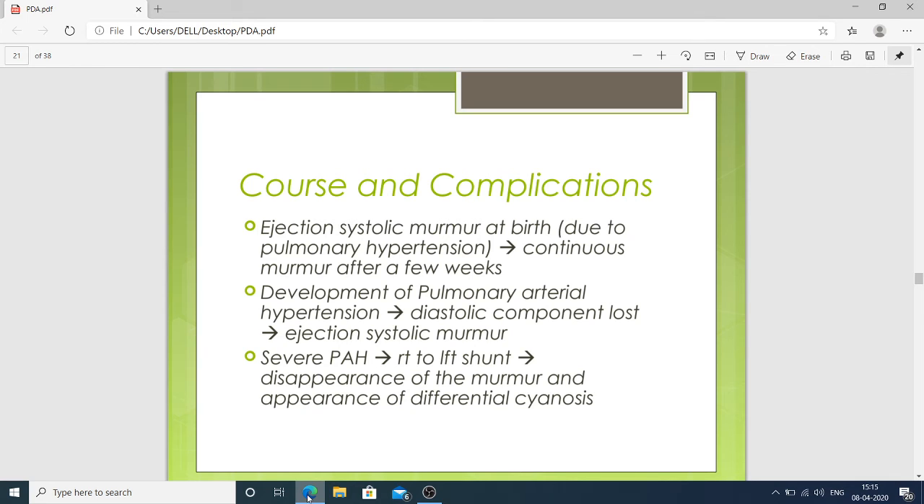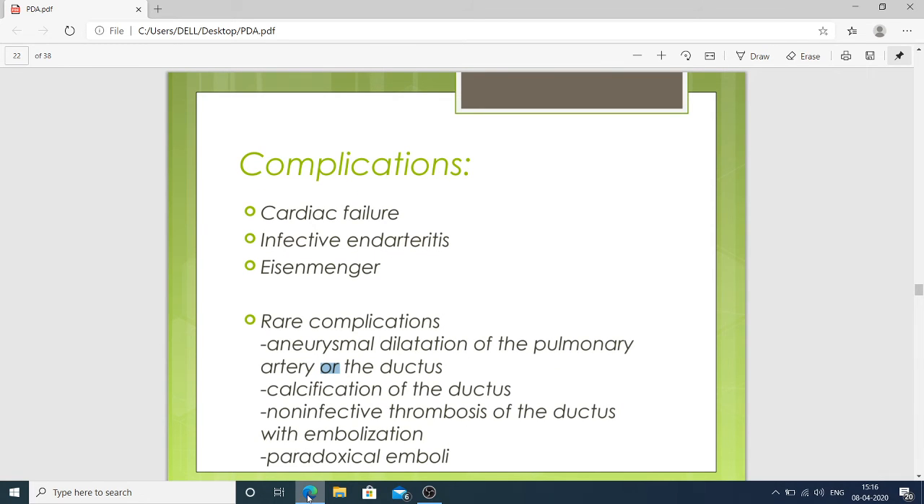after a few weeks, till the patent ductus arteriosus naturally closes. Then development of pulmonary arterial hypertension, diastolic component lost and ejection systolic murmur. Then severe pulmonary arterial hypertension because right to left shunting is going on there. Disappearance of the murmur and appearance of differential cyanosis. Then what kind of complications occur here?